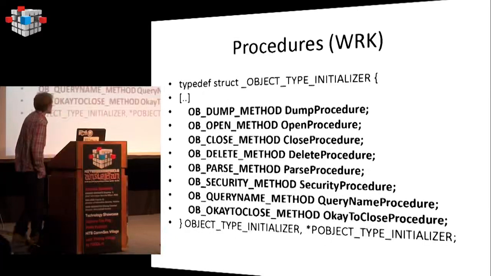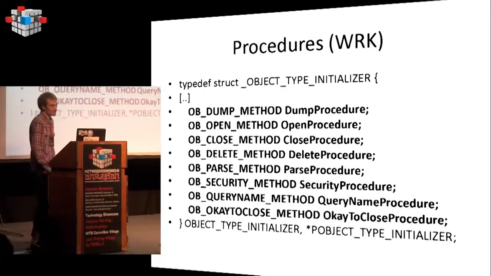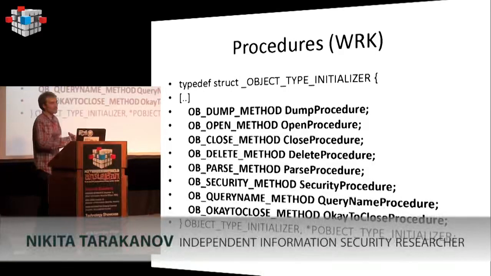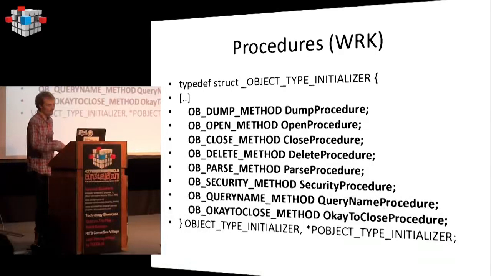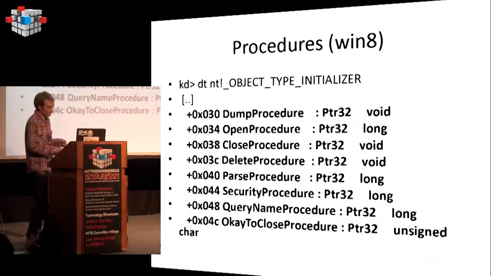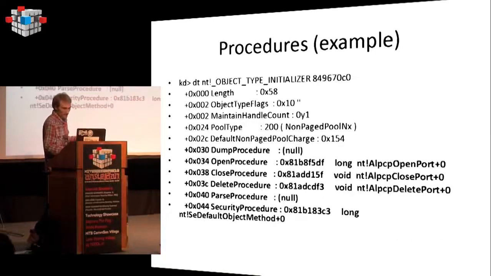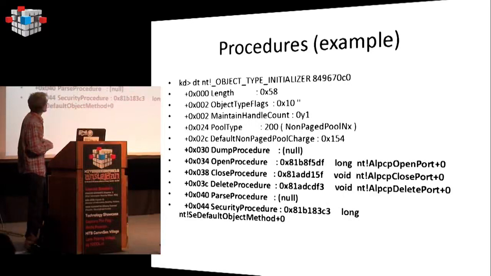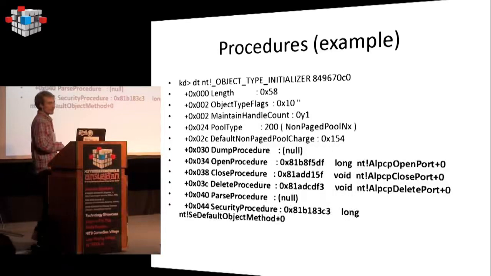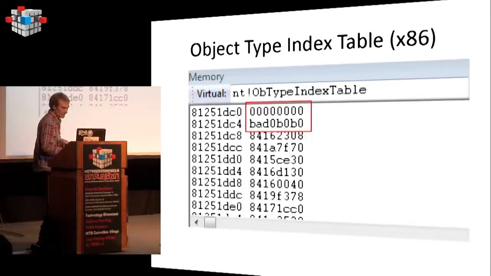So the object type initializer structure holds pointers to procedures. For example, for opening an object, for deleting an object, for parsing, and so on. There is an example of the LPC object type. So there are pointers to some functions, like the open procedure is LPC open port, the close procedure is LPC close port, and so on.